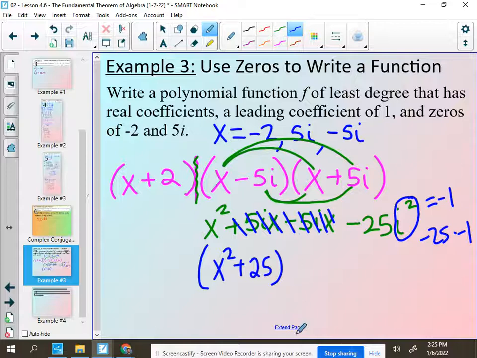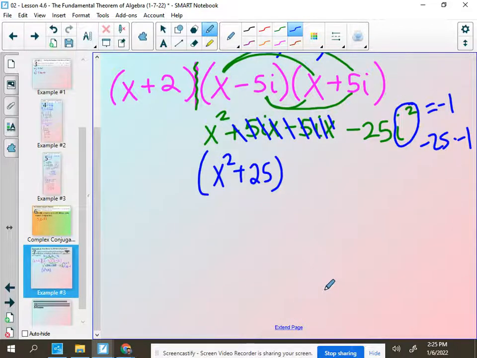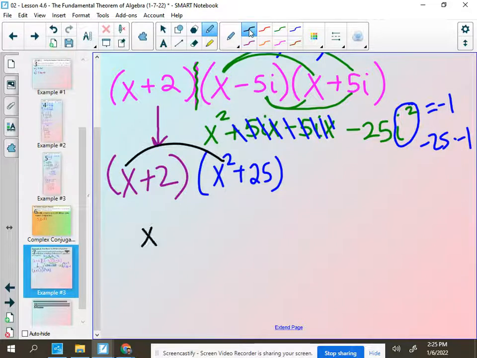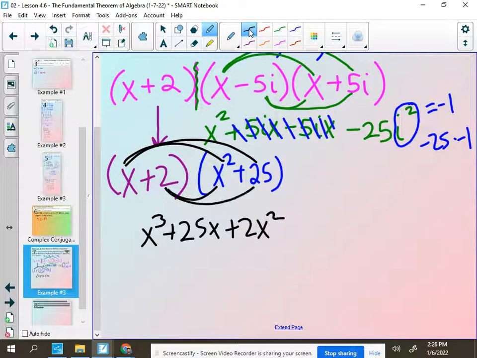And then just don't forget that we said we were going to set aside that x plus 2 for now. So now is the time to bring it back in, x plus 2, and then we'll FOIL it back out one more time. So we go x times x squared, which is x to the third, x times 25, which is 25x, 2 times x squared, which is positive 2x squared. Last but not least, 2 times 25 is 50.